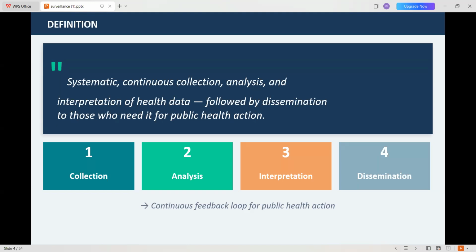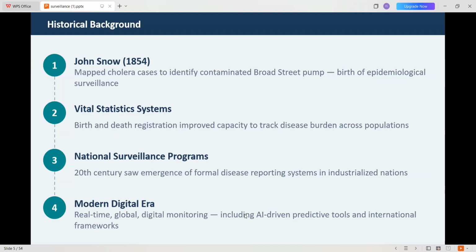by dissemination to those who need it, for public health action. First step is the collection of the data and then analysis, interpretation, and then dissemination. This is a continuous feedback loop for public health action.